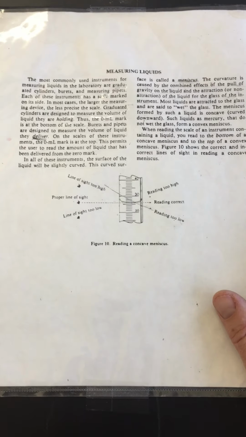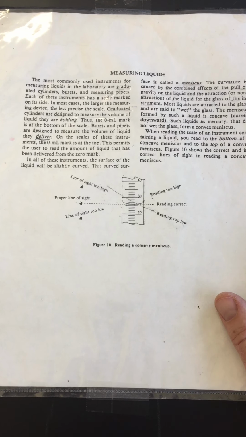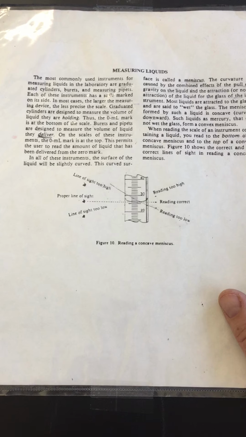Okay, this is Station 7, Measuring Liquids. First step is to read Measuring Liquids, which is right here. So I'm going to read this. Most commonly used instruments for measuring liquids in the laboratory are graduated cylinders, burettes, and measuring pipettes.